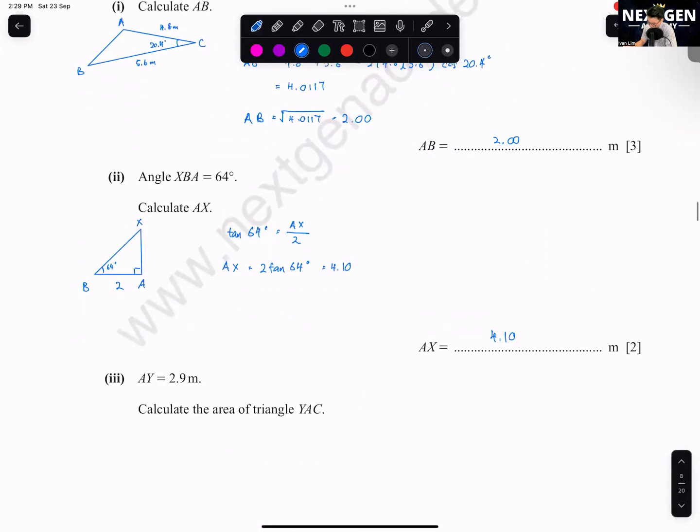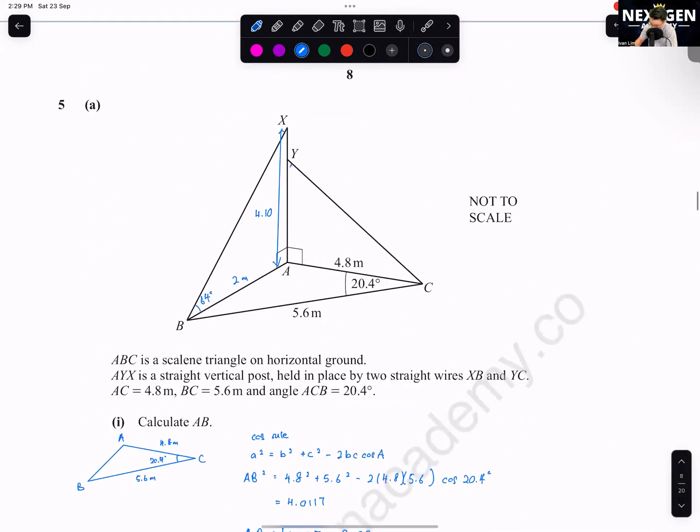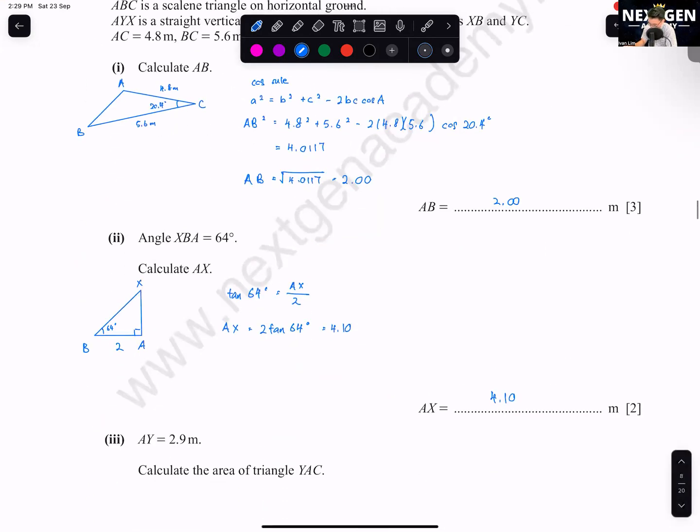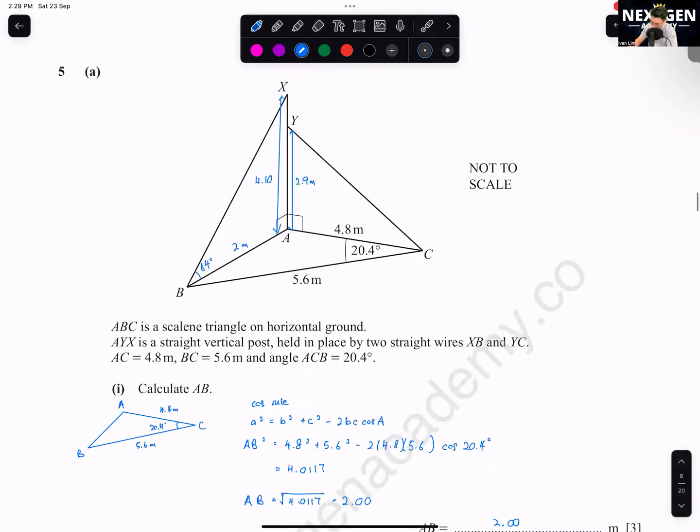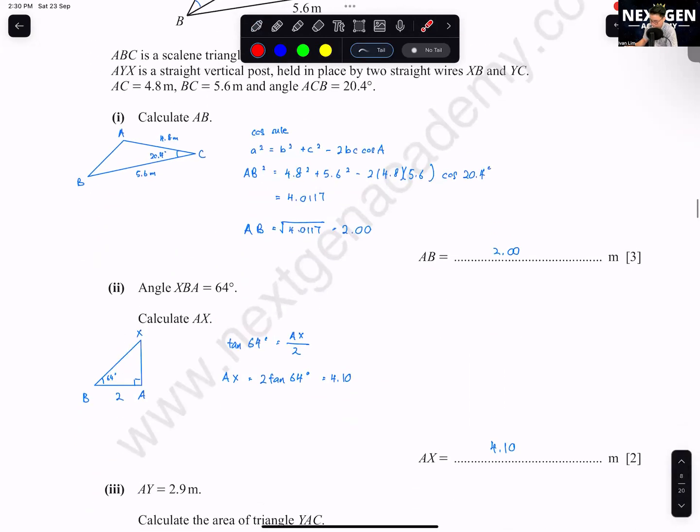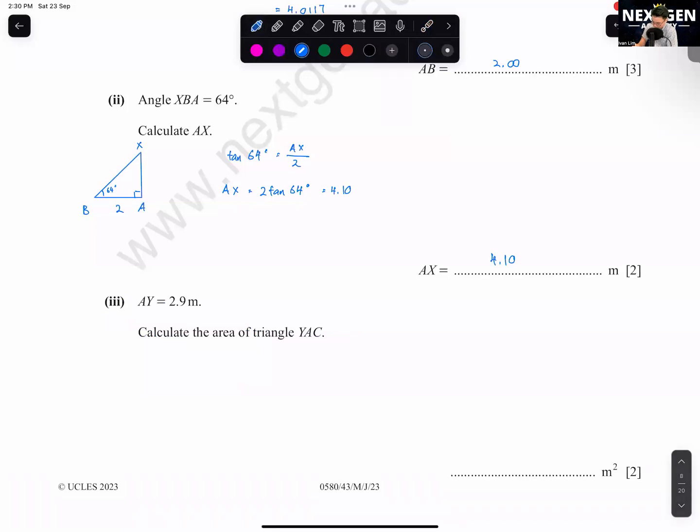Now, they say AY is 2.9 meter. Let's label here, AY is 2.9 meter. What do they want us to find? They want us to find the area of triangle YAC. YAC, this is already a right angle, so it's pretty simple. No, you don't need half AB sine C. Why do you need to do that? It's already a right angle triangle. Right angle triangle, just half times base times height.